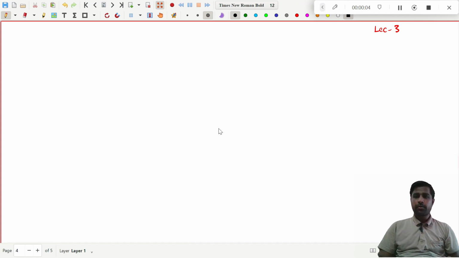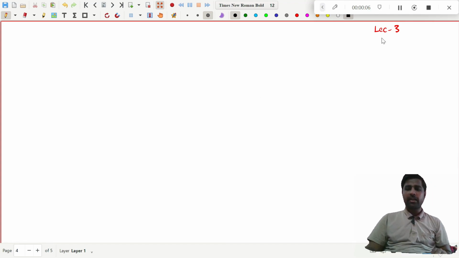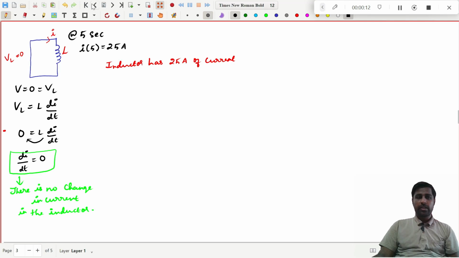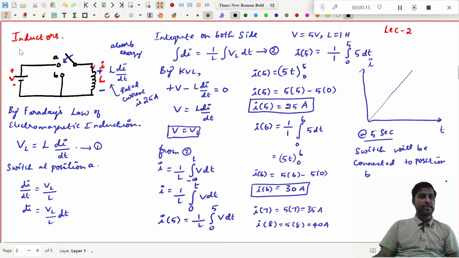So, welcome to Sundar's lecture, and this is lecture number 3 on basics of resistors, inductors, and capacitors. In the last class, we have seen inductors, right? We have taken an inductor and connected it with the voltage source, and we have seen what currents flow through the inductor. At 5 seconds, 6 seconds, 7 and 8 seconds, we have found the current, and we have concluded that the current in the inductor is increasing linearly with respect to time. That is what we have concluded.